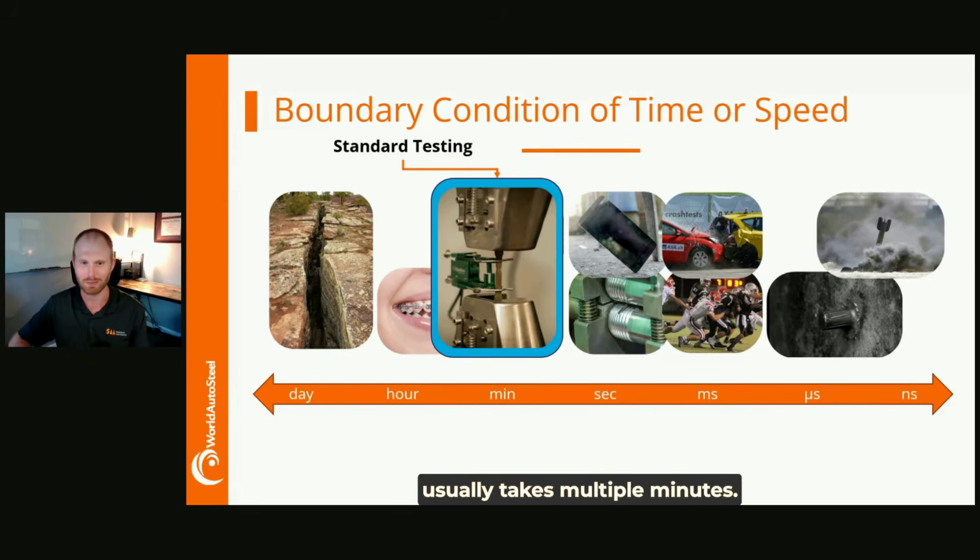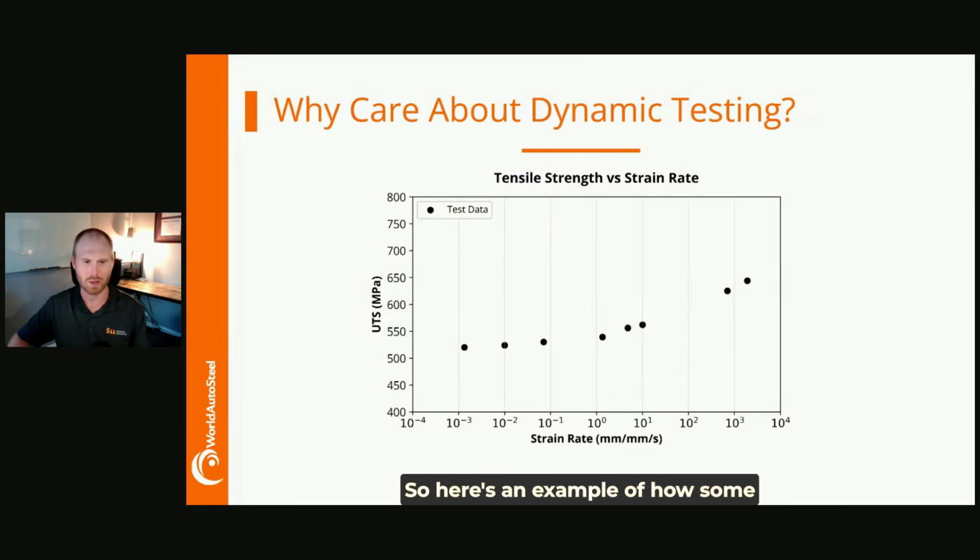and it usually takes multiple minutes. Yet when we talk about these tests, we see how different that rate is compared to the rest of these events. So here's an example of how some strain rates can affect a mechanical property. In this case, we're going to be looking at tensile strength.